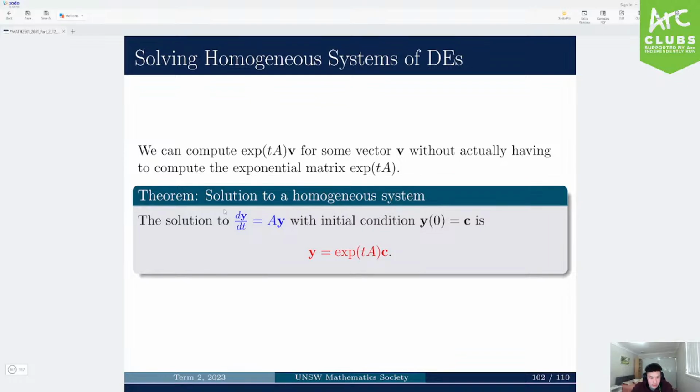And so looking at this theorem here, the solution to dy/dt equals the matrix A times y with initial condition y(0) equals c is actually going to be in this form here. y is the exponential of tA times c. And that allows us to find what this solution is without finding exp of tA.